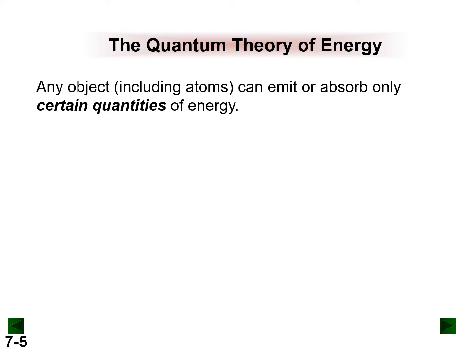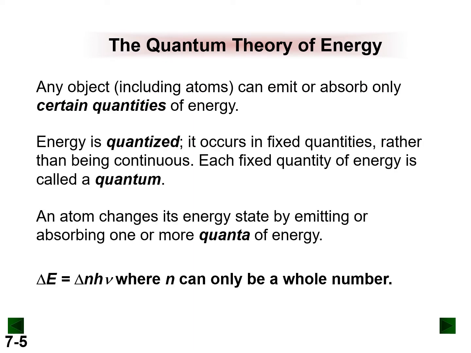Based on the quantum theory of energy, any object, including atoms, can emit or absorb only certain quantities of energy. Since energy is quantized, meaning that it only occurs in fixed quantities, each fixed quantity is called a quantum. That's what we call the quantum theory of energy. An atom changes its energy by emitting or absorbing one or more quanta of energy, and from this theory we derive this equation.